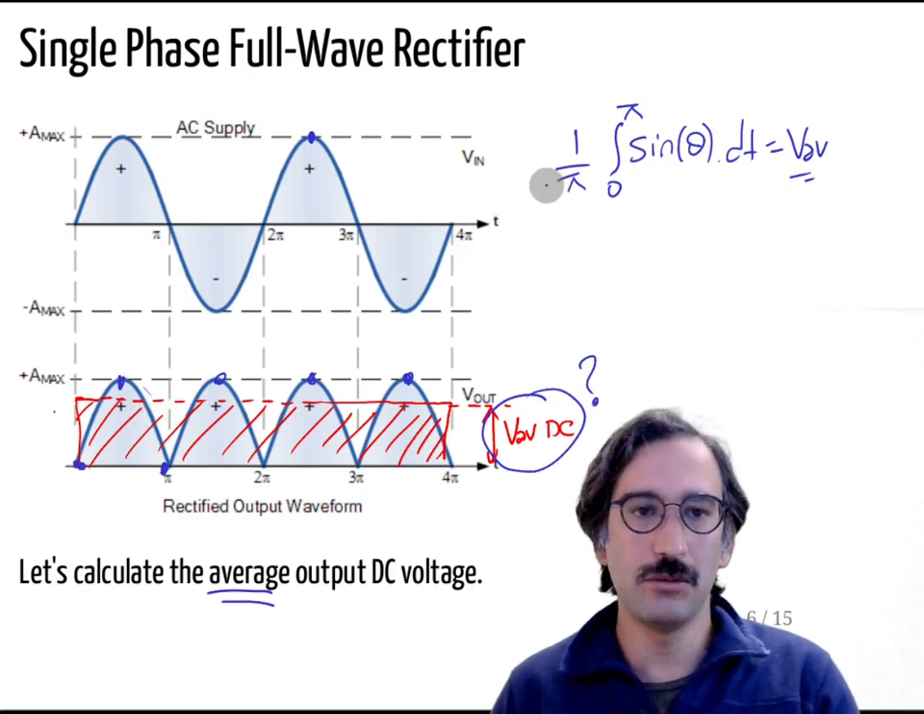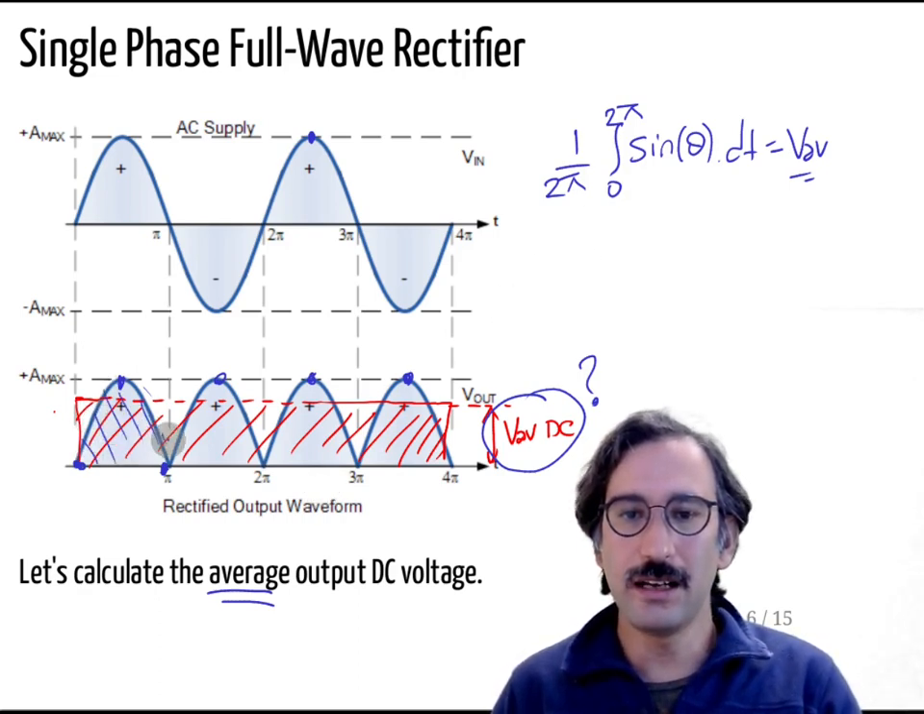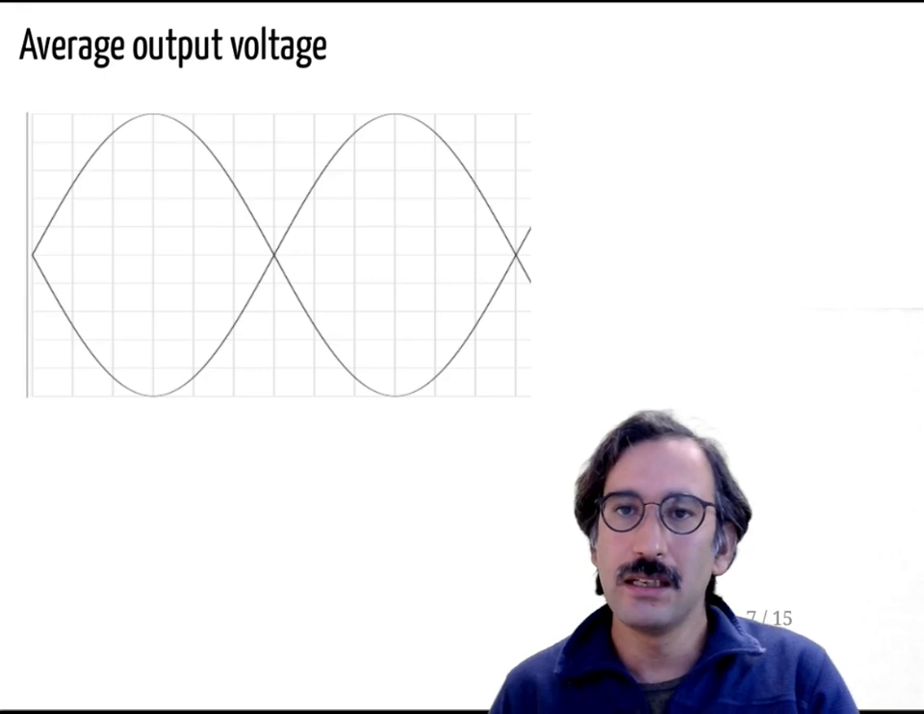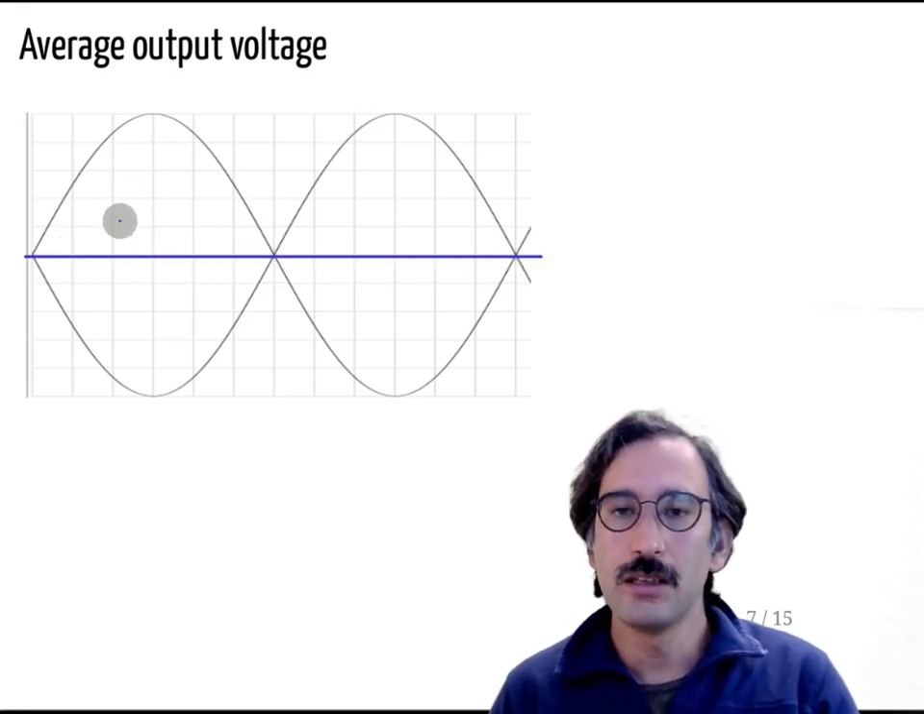Of course you can do it over 2π, it doesn't change anything because they are symmetrical. So the question is, what is the area under that sinusoid? Let's try to calculate that one, and let me throw a line at the horizontal here.